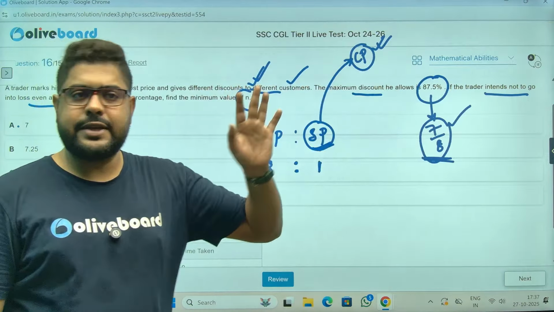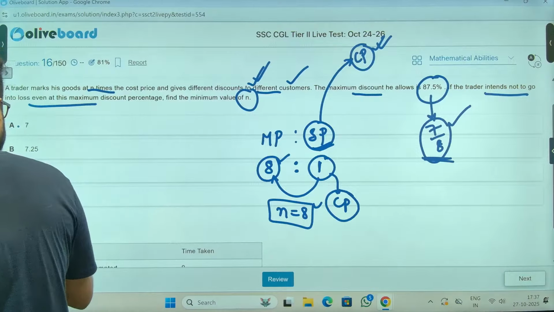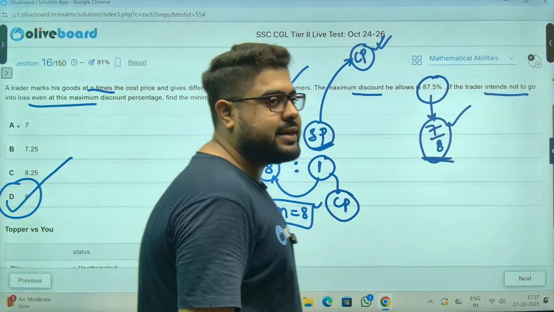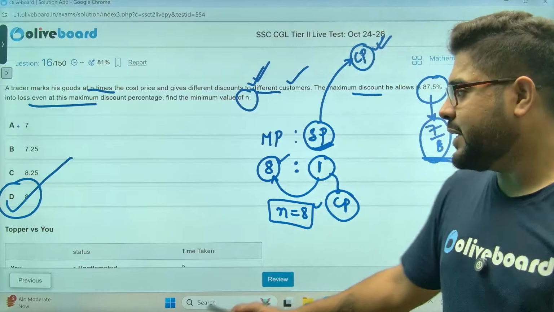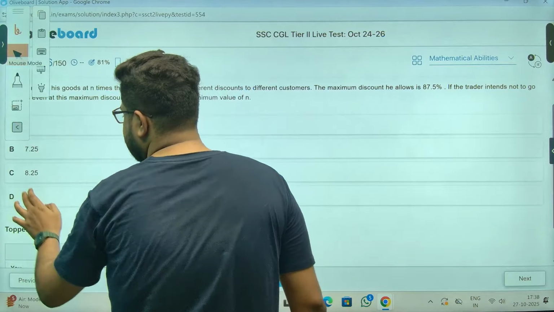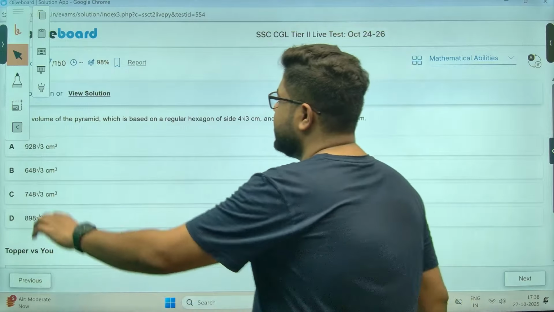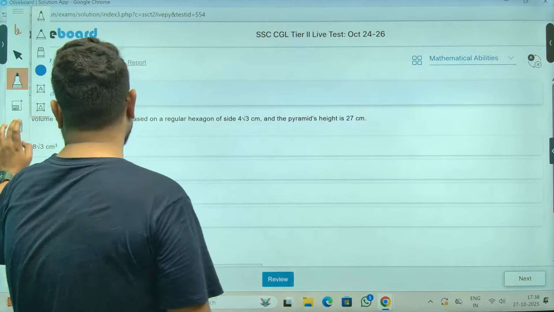Right? Now they are asking, sir, this is his CP itself. This is only his CP. So 1 rupee CP he is marking as 8 rupee. Sir, what is the minimum value of N? N is equal to 8. You see, N times. So 8 times he is marking. So the answer to your question is option number D, which is 8, sir. Clear, everyone? Clear, sir? Simple question, but again, there was a little wordplay here.